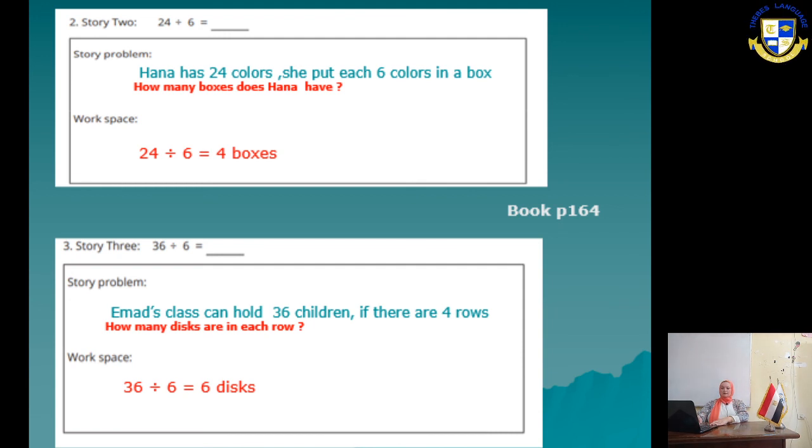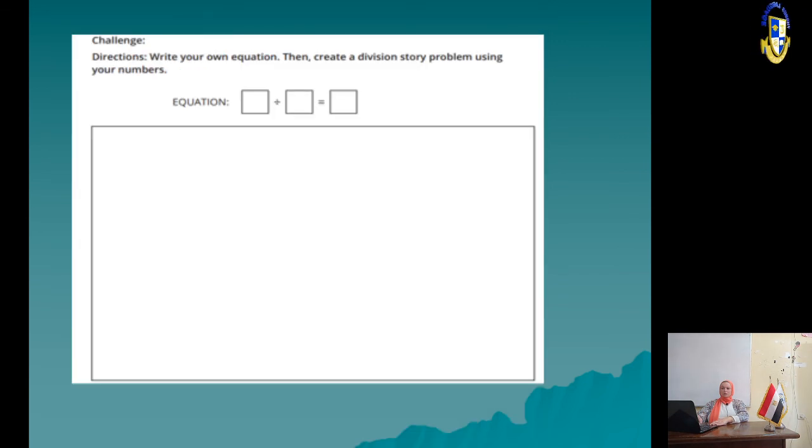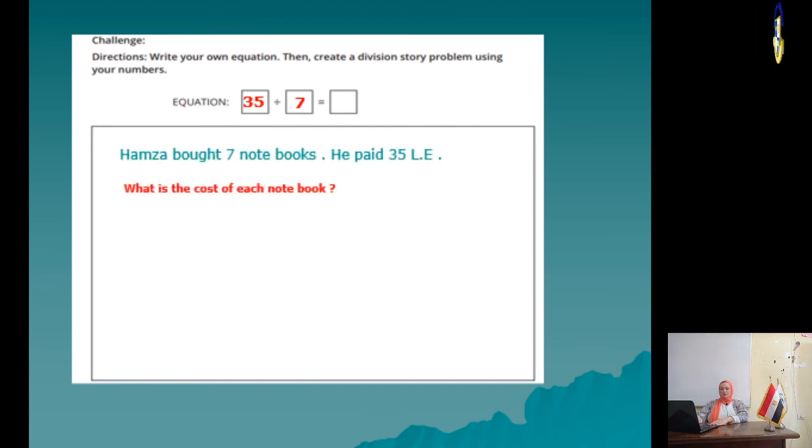Now we have in the next page, challenge: write your own equation, then create the division story problem using your number. Okay, we have 35 divided by 7. 35 divided by 7 equals 5. And the story problem will be, Hamza bought 7 notebooks. He paid 35 LE. What is the cost of each notebook?